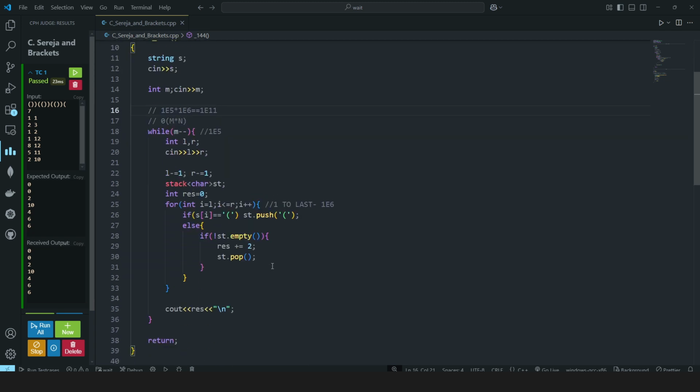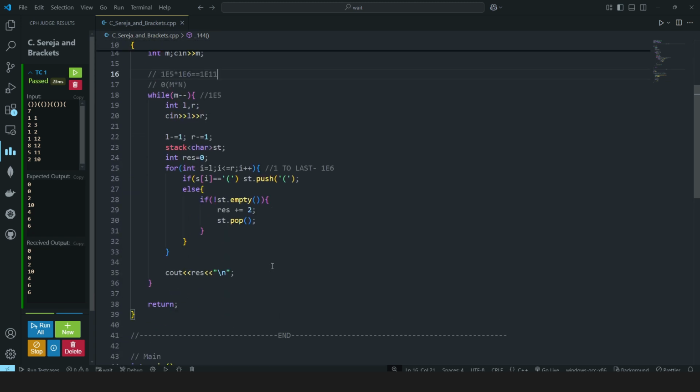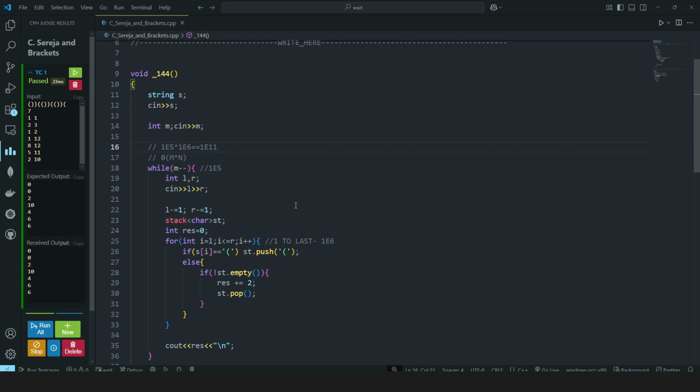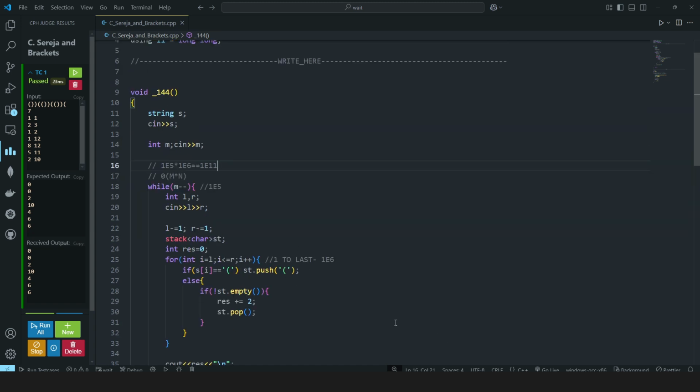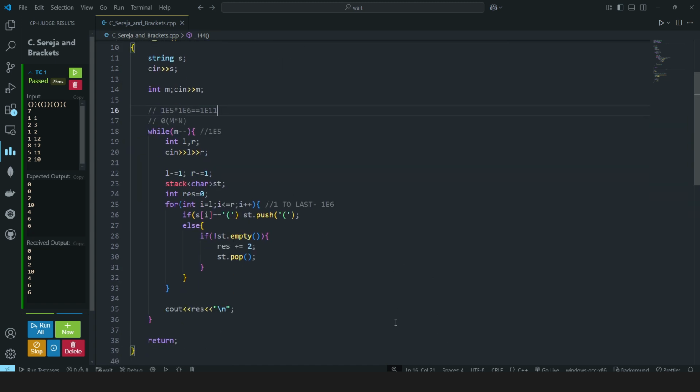So I hope you have understood the brute force solution here. It is not of much use to us. Let us now try to understand the optimal approach using segment tree, and the approach is really very beautiful and you will really like it. So let us now go to the blackboard and understand the optimal approach for this problem.